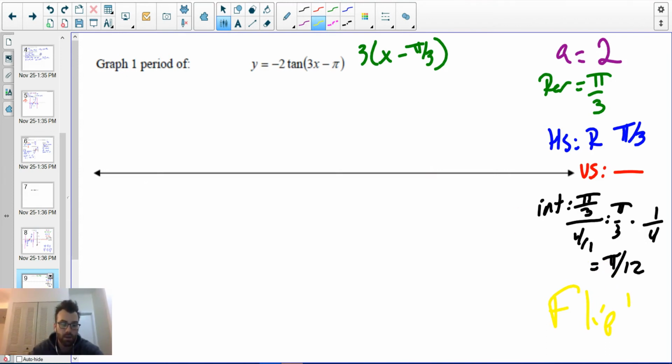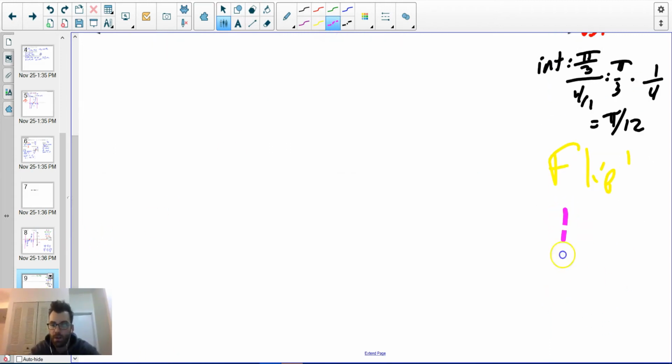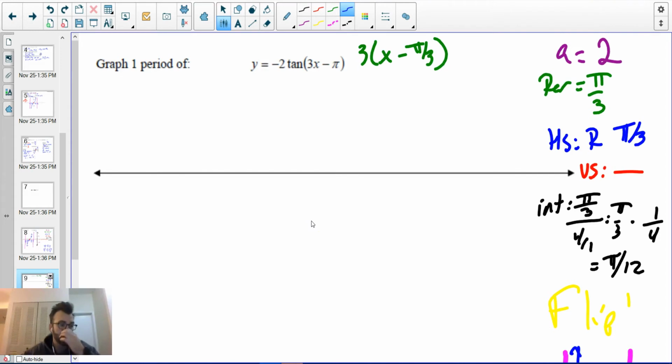All right. So, since there is a flip, remember, vertical asymptote, middle point. Well, instead of starting down here, I'm going to start up at my vertical stretch and hit my vertical stretch. So my tangent graph should look something like that instead. Okay. What else? Anything else? Now let's graph.